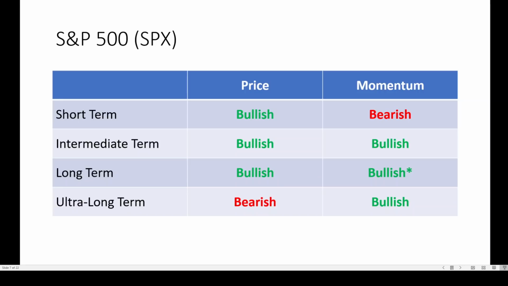Let's start out with the S&P 500. Short-term indicators unchanged. Intermediate term unchanged. Long-term is the only one that switched on momentum to bullish. Overall price is bullish across the short, intermediate, and long term. Momentum is bullish across the intermediate, long, and ultra long term. Let's take a look at the charts.